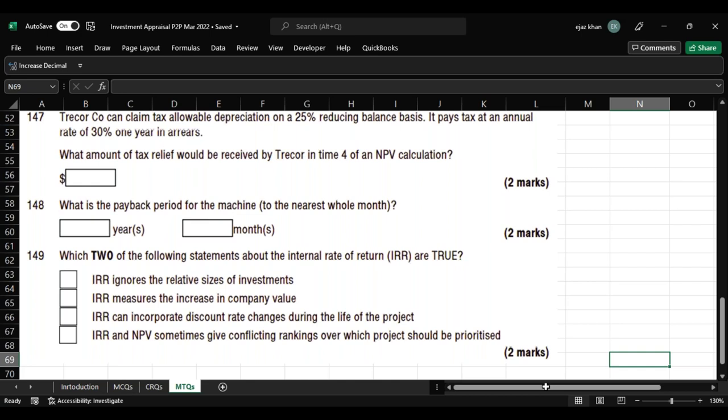Now let us start practicing MCQs for cost of capital first, and then we will move towards business valuation. The first question is the estimated cost of the company's equity using the dividend growth model and market price. So we have to calculate the cost of equity using the dividend growth model. I hope that you remember the formula. You know the formula of cost of equity using the dividend growth model.